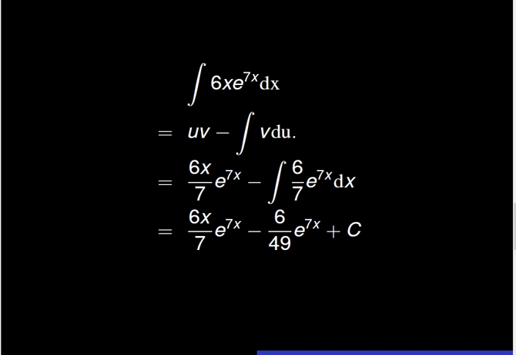The integral is equal to 6x over 7 times exponential of 7x, minus 6 over 49 times exponential of 7x, plus a constant c. Eventually, the integral of 6x times exponential of 7x dx is equal to 6x over 7 times exponential of 7x, minus 6 over 49 times exponential of 7x, plus a constant c.